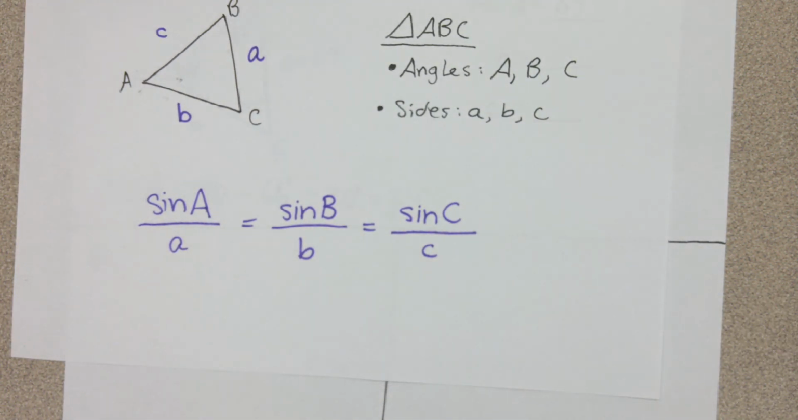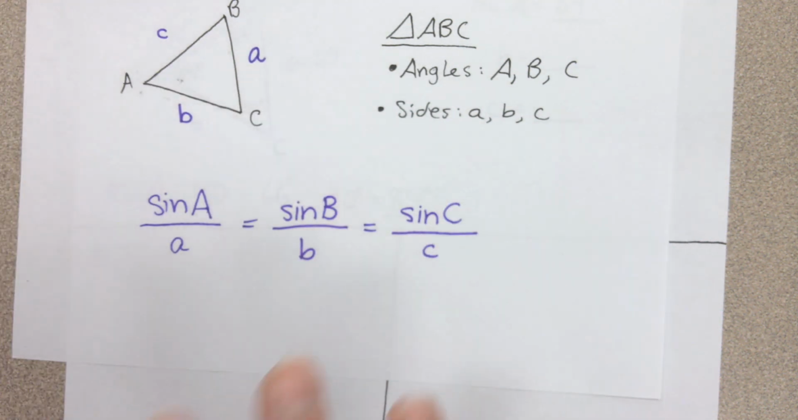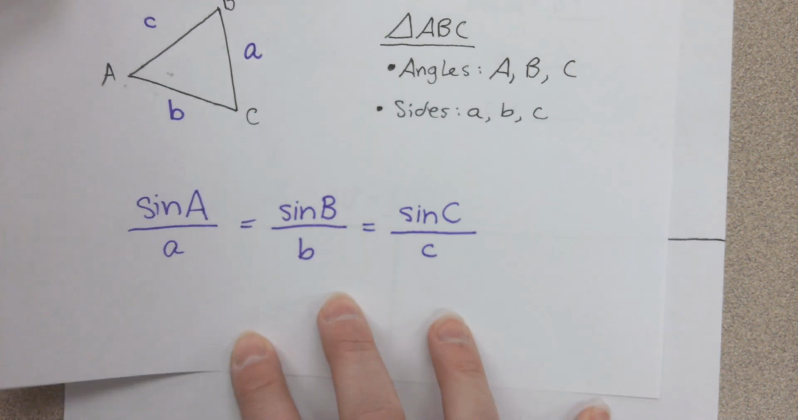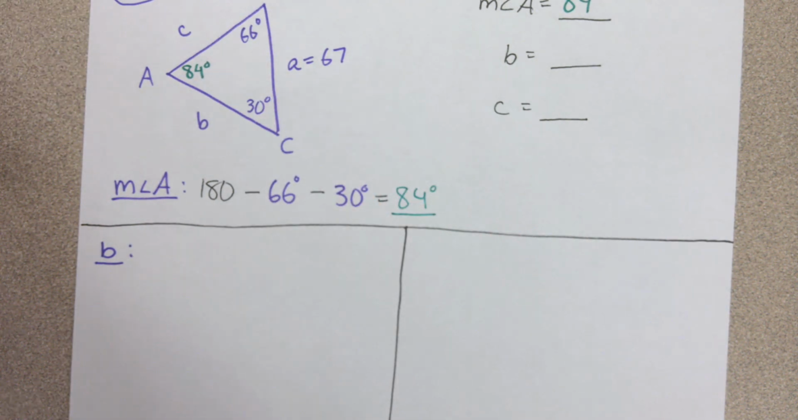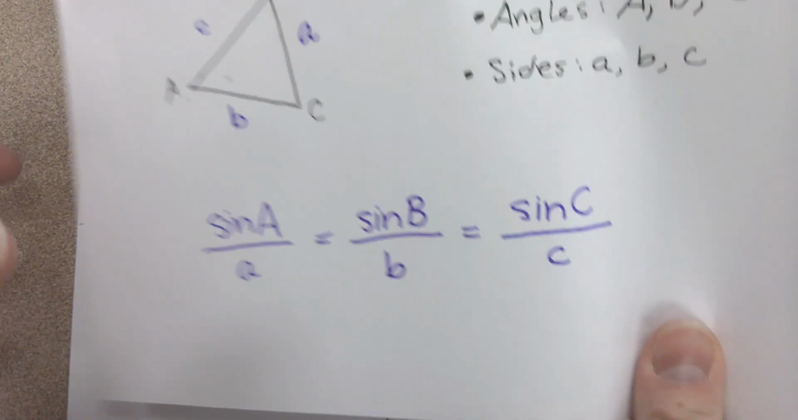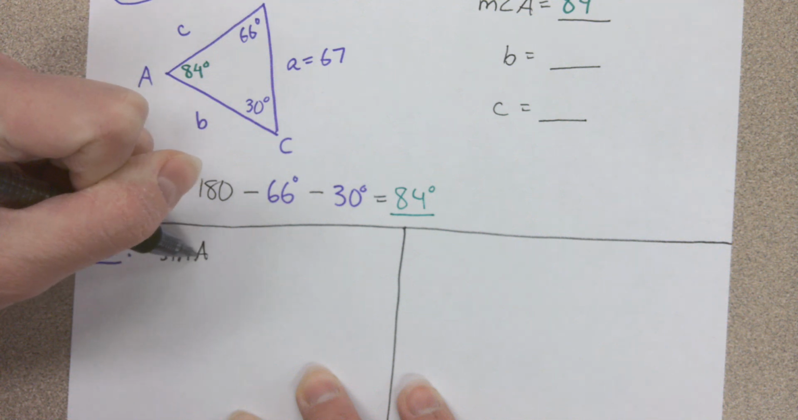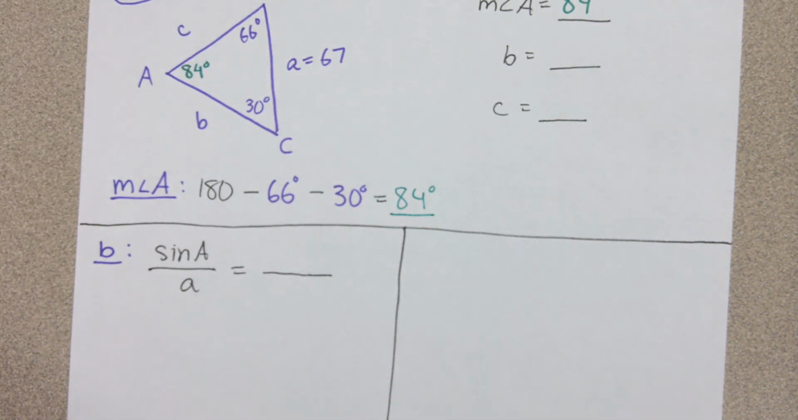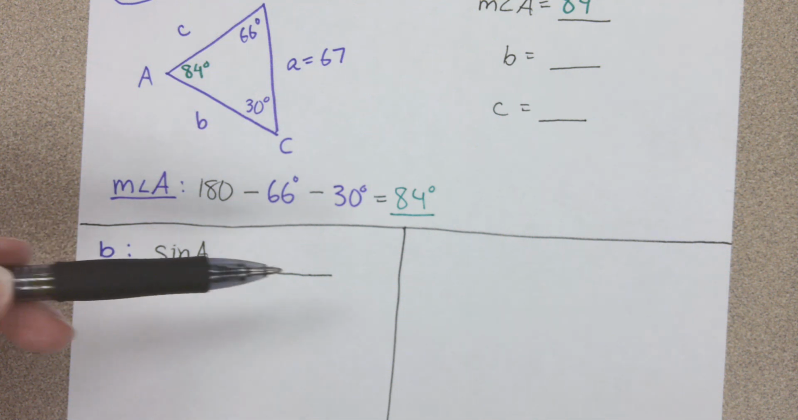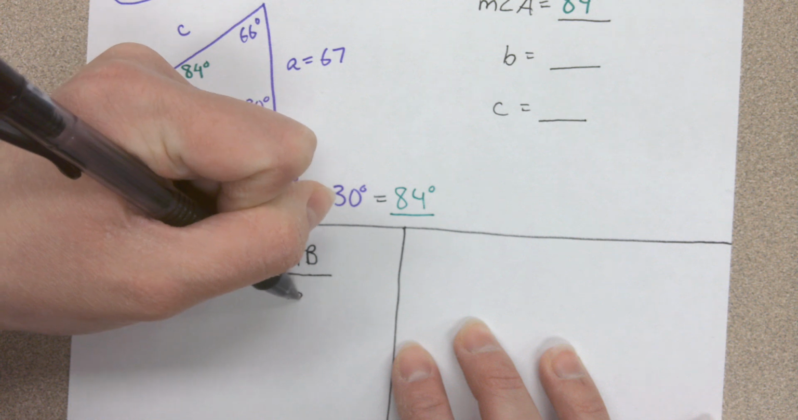To use the law of sines, you have to have a matching pair of angle and side for one of the letters. That's the requirement. And I have both A's. I have angle A and side A. So I'm going to use the first proportion here, sine A over A, equals. And then whatever you're trying to solve for, that's going to go on the right side. I want B. So sine of B over B.